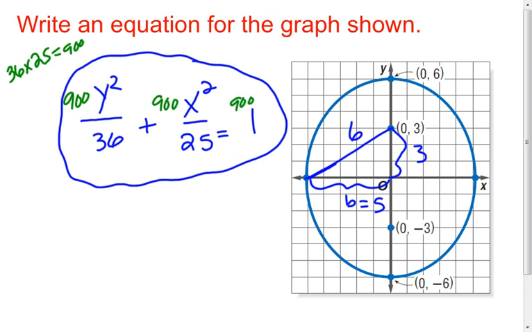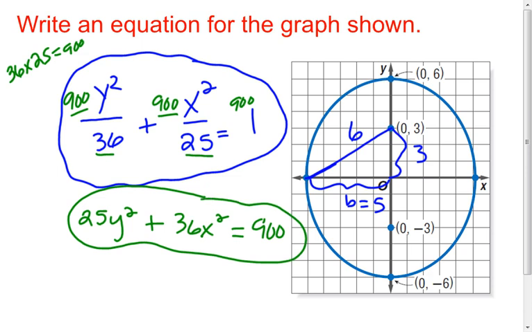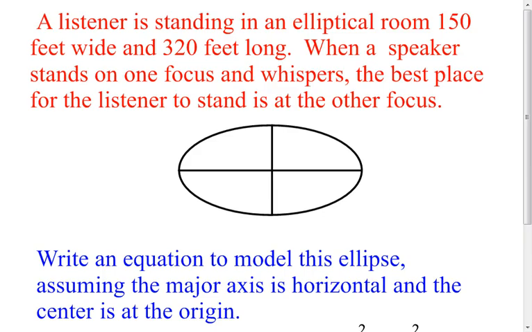Okay, and then 900 divided by 36, of course, gives me 25 y squared, and 900 divided by 25 gives me 36 x squared, and 900 times 1, of course, gives me 900. So that would be what I kind of want you to do in non-standard form. Okay? All right, here's kind of a word problem.